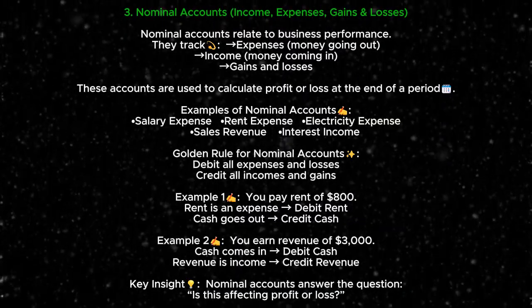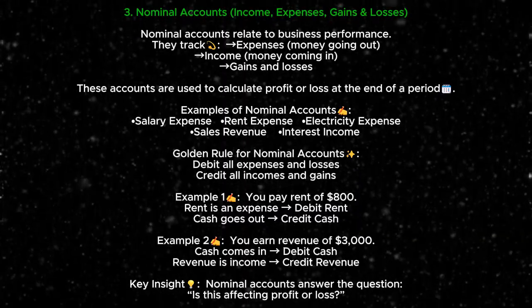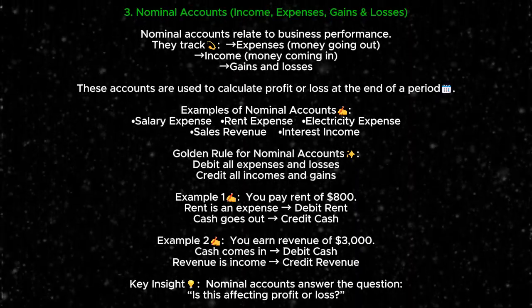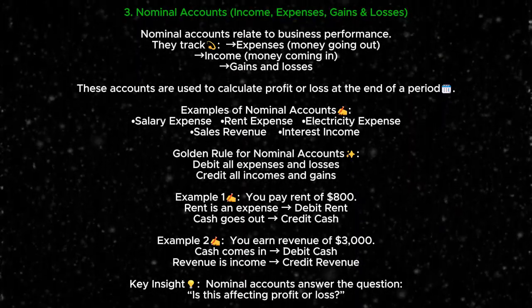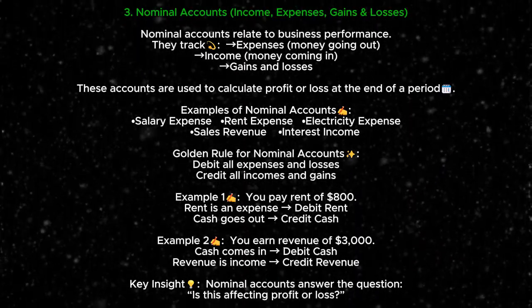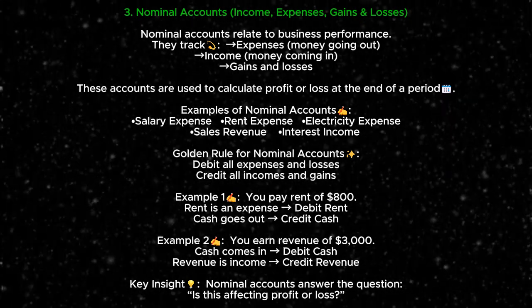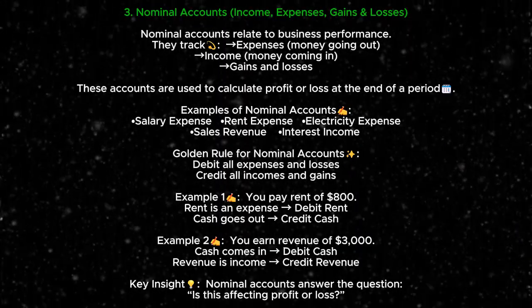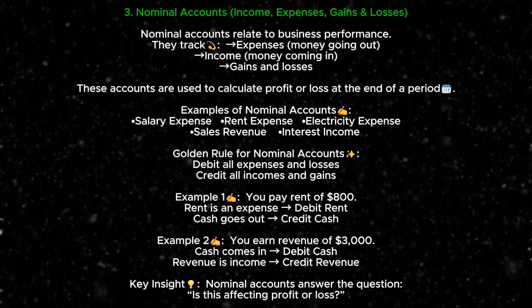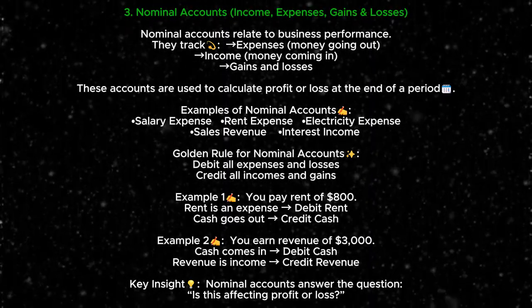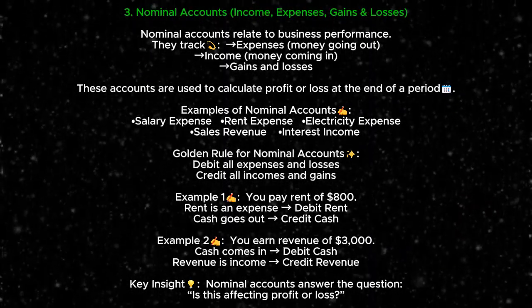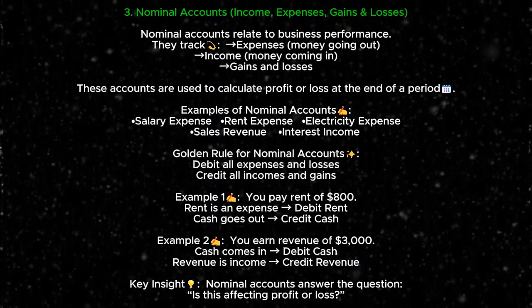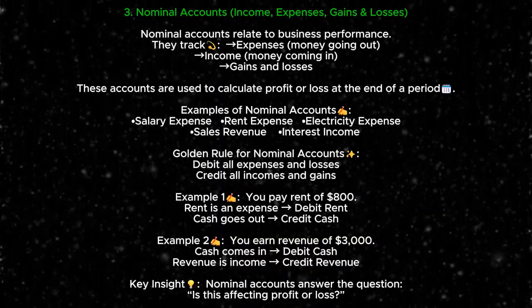3. Nominal accounts. Income, expenses, gains and losses. Nominal accounts relate to business performance. They track expenses, money going out, income, money coming in, gains and losses. These accounts are used to calculate profit or loss at the end of a period. Examples of nominal accounts: salary expense, rent expense, electricity expense, sales revenue, interest income. Golden rule for nominal accounts: debit all expenses and losses, credit all incomes and gains.